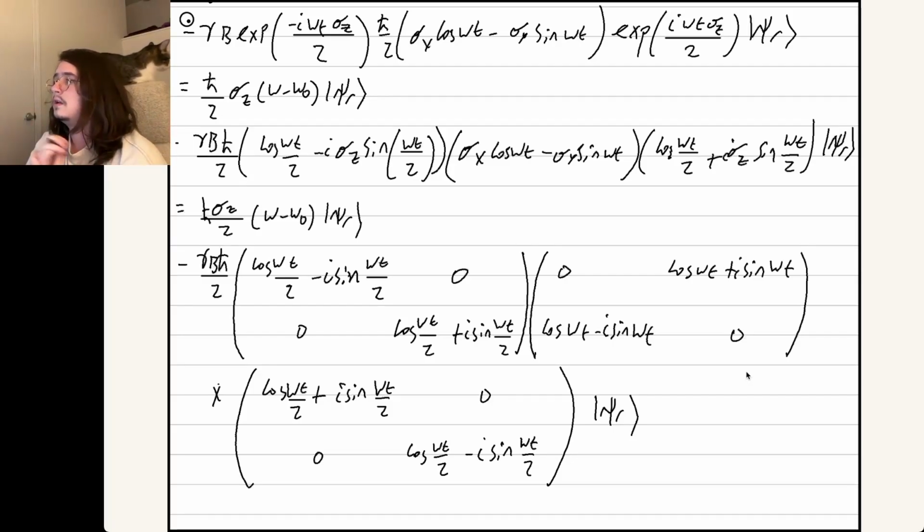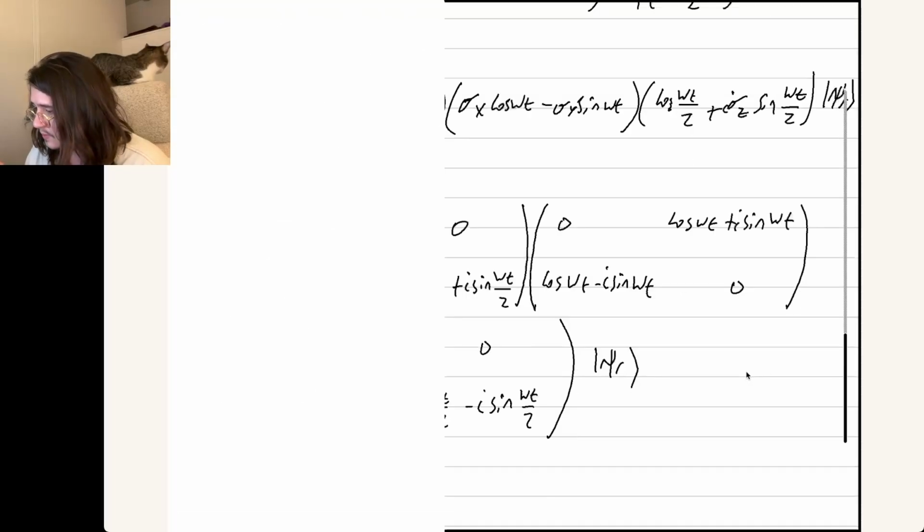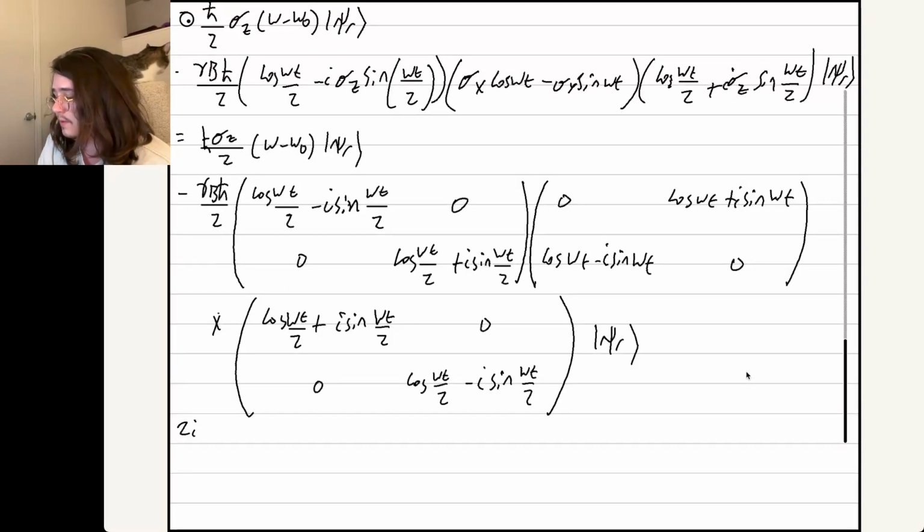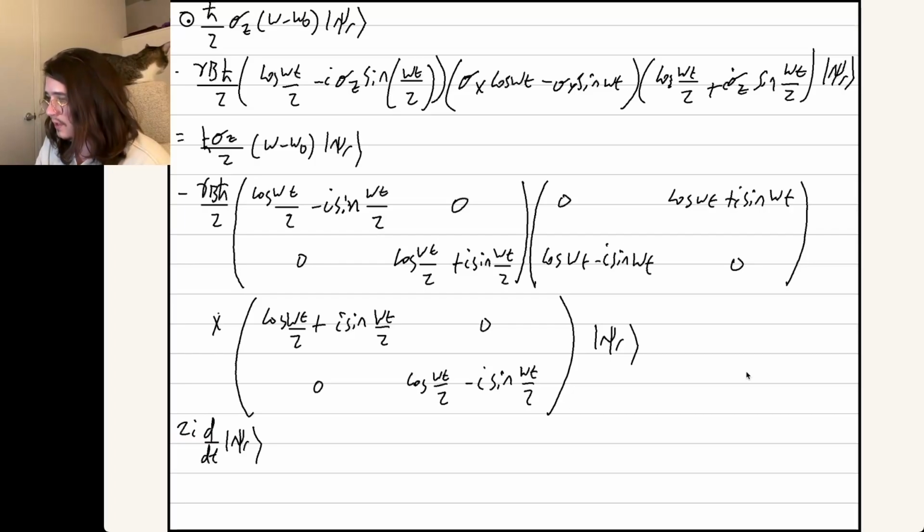Now we're going to notice that everything is multiplied by a factor of h bar. So we're going to divide by h bar on both sides. And we're also going to multiply everything by 2 because everything's divided by 2. Except for the left-hand side, which is now going to read 2I times the time derivative of psi r. Right-hand side, we still have this sigma z times omega minus omega naught acting on ket psi r.